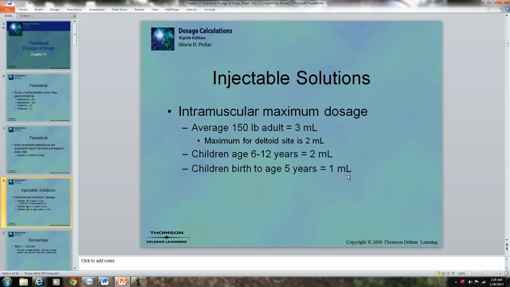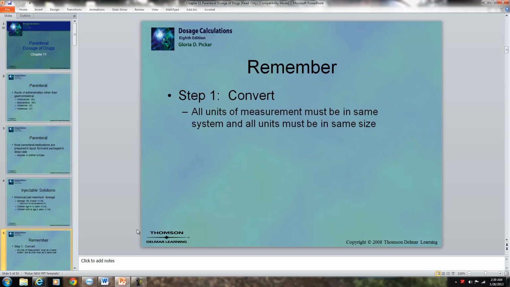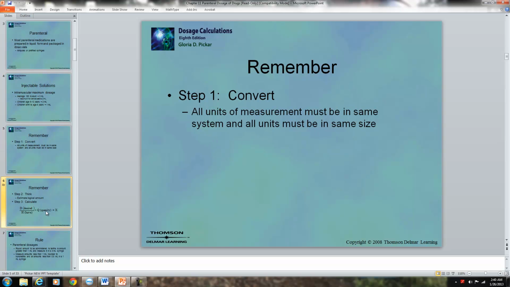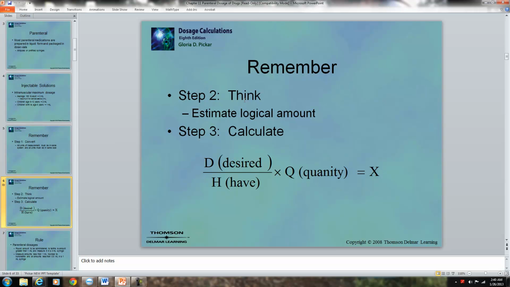It's liquid measure. Therefore, we're going to have to watch to make sure that our conversions are all matched to metric measure. So step number 1, all units of measurement must be in the same system and all units must be in the same size. Step 2 is to think. You know how much is too much for the age, and what do you think sounds like a reasonable amount of medication? Step 3, take what is desired by the doctor, what you have on the medicine label, times the quantity. Now the quantity will be in milliliters, and that will be your dose.